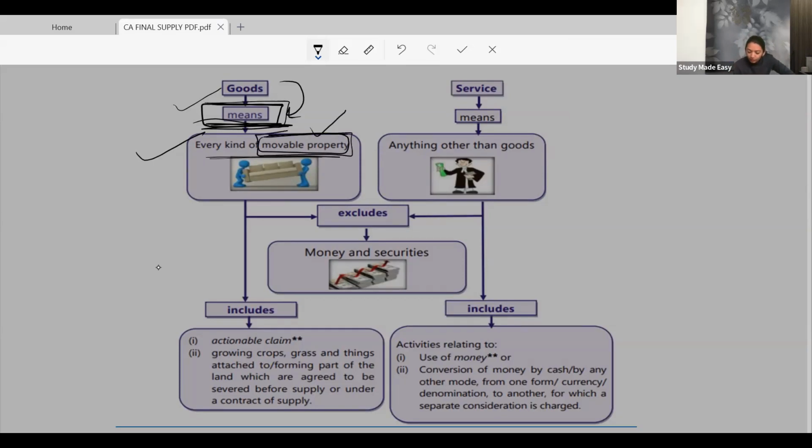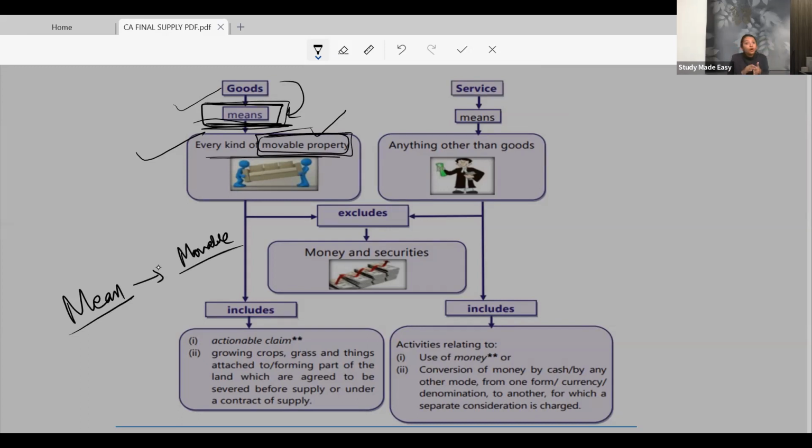Every kind of movable property. What about immovable property? Are you getting what I'm trying to put in your head? It is strictly saying that, first of all, the definition is "means", so completely this only, nothing else. If it is "means", that means only movable property is included in goods.